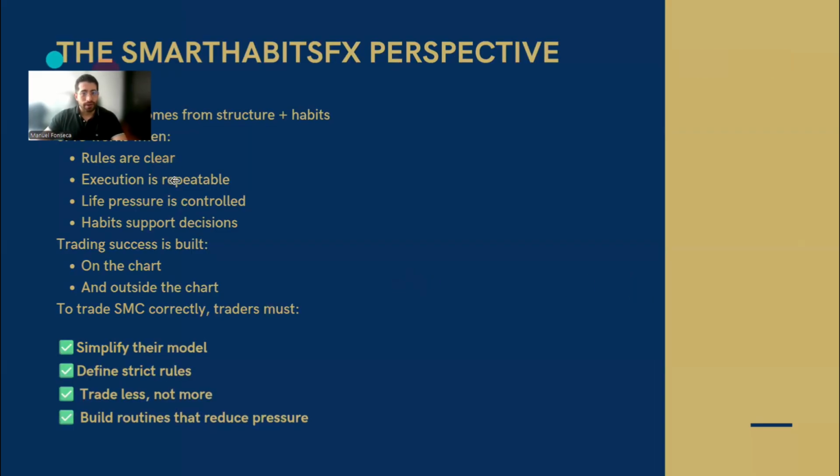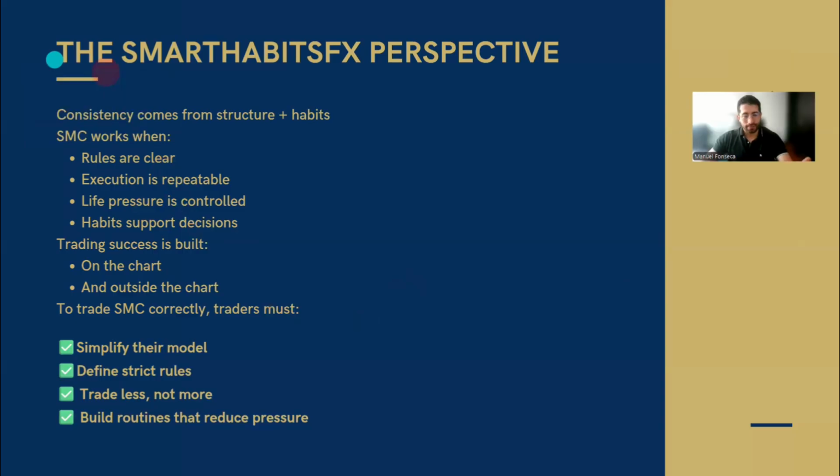Now, just to summarize a little bit, of course, here is Smart Habits, which is this channel, right? I have a perspective. Now, consistency comes from structure plus habits. This is something that personally has worked the best for me, and I encourage you to analyze it in your life. So smart money concepts, particularly this strategy or this system, works when rules are clear, execution is repeated, life pressure is controlled, and habits support decisions. So it's not just trading, my friends. It's not just analyzing the market. It's that all the things that are surrounding you actually trigger a better execution and a better analysis.